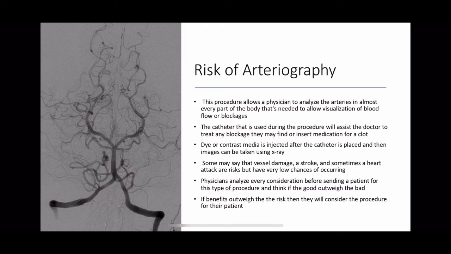Physicians analyze every consideration before sending a patient for this type of procedure and think if the good outweighs the bad. If benefits outweigh the risk, then they will consider the procedure for their patient.